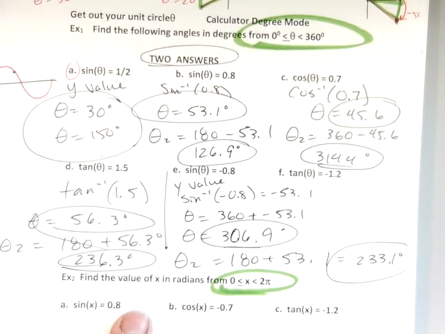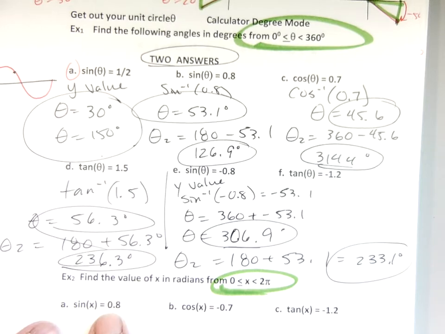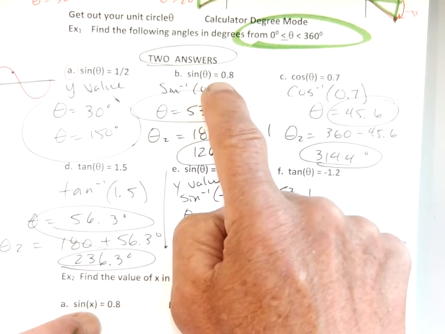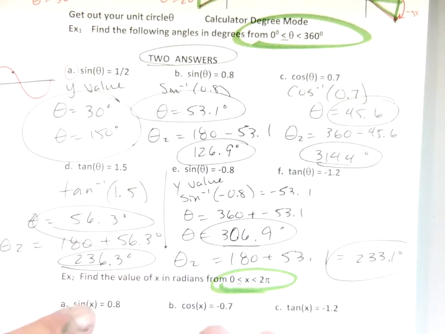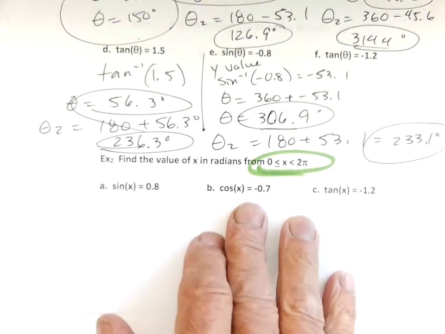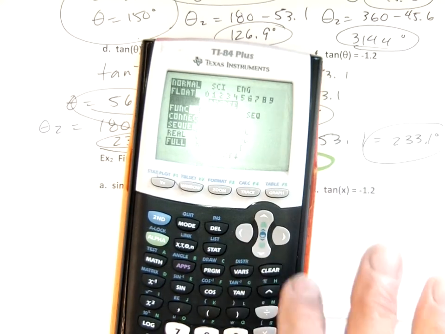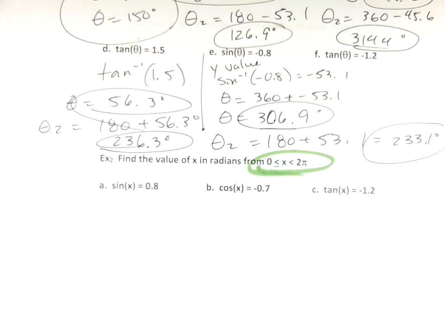Now, if we take a look at problem letter B, it's the exact same question, right? The only difference is that it's in terms of radians. Okay, so all right, I can do that. So first thing to do is change my mode to radians, right? So change my mode.